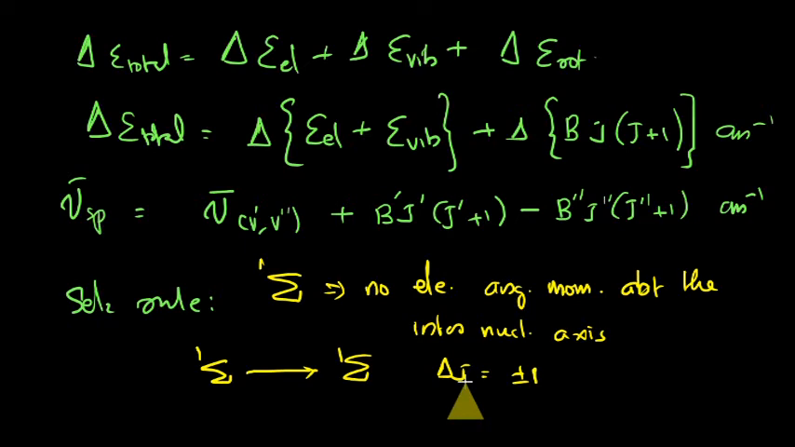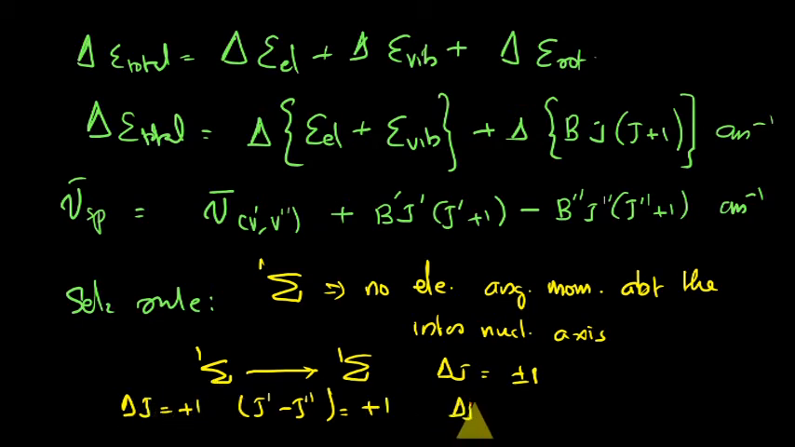So the selection rule depends upon the type of electronic transition, and if the electronic transition is of the type sigma 1 to sigma 1, then the selection rule is delta J is equal to plus or minus 1. What is the meaning of delta J is equal to plus 1? It means J prime minus J double prime, the rotational quantum number in the upper level minus the rotational quantum number in the lower electronic level, is equal to plus 1. Then we can say that delta J is equal to plus 1.